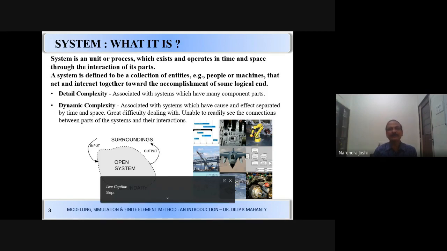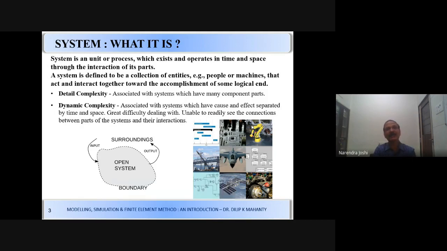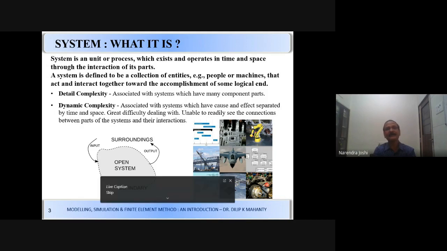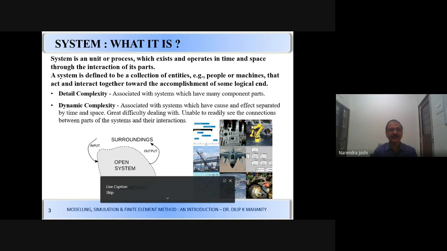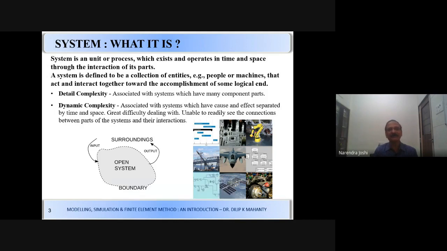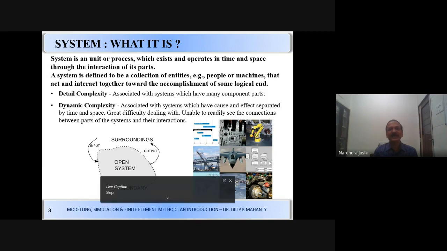So you get a definitive end, which has an important output. Now, when you talk about systems, two complexities come in: a digital complexity and a dynamic complexity. The digital complexity is associated with systems which have many component parts, whereas dynamic complexity is associated with systems which have cause and effect separated by time and space. Certain things have happened for which the output may come after a certain time. The time and space will not be the same. It's quite difficult to deal with this kind of system.